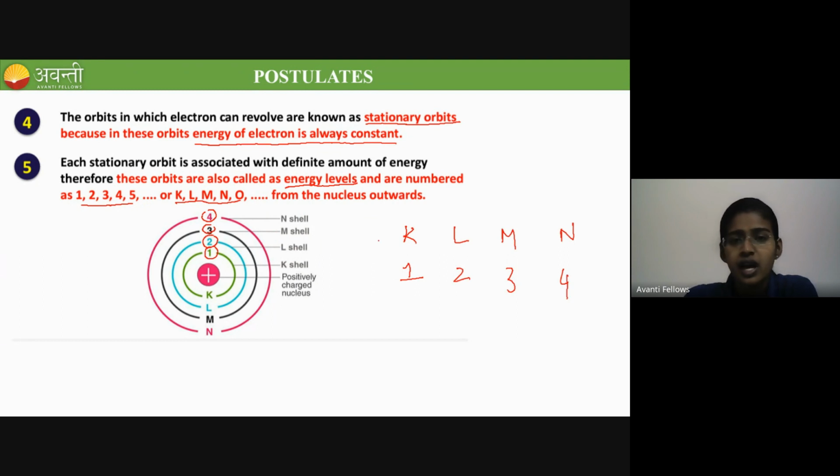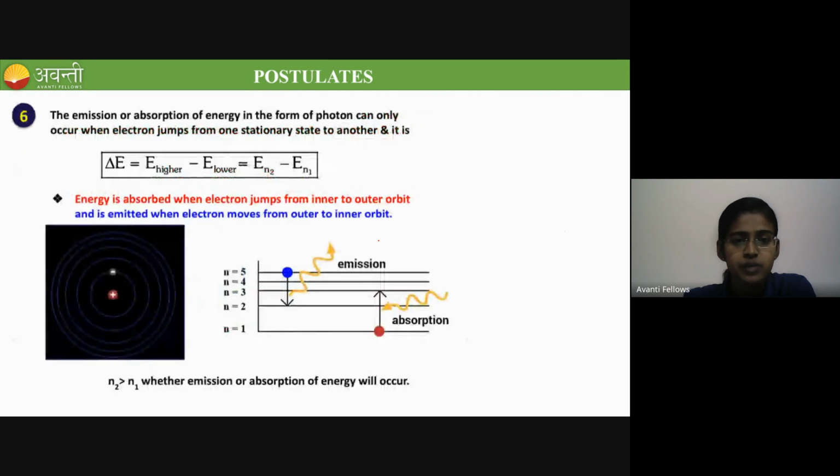And then coming to the last postulate of this Bohr's atomic model, it is the emission or absorption of energy in the form of photon can only occur when electron jumps from one stationary state to another stationary state. So you see here, we have N is equal to 1, 2, 3, 4, 5. Okay. And there is one electron, red color electron present in N is equal to 1. Okay. And if this electron absorbs some energy, it is absorbing that energy and it is going to the N is equal to 3 level state. Okay, that is called as energy of absorption.